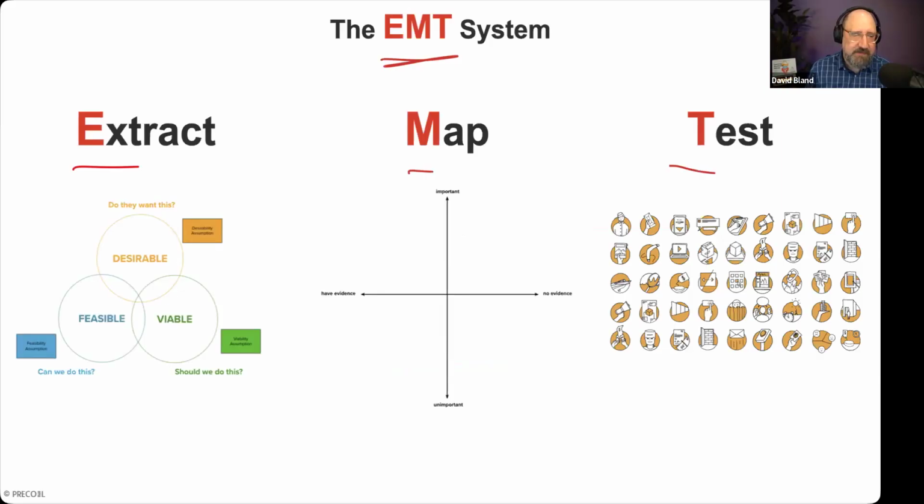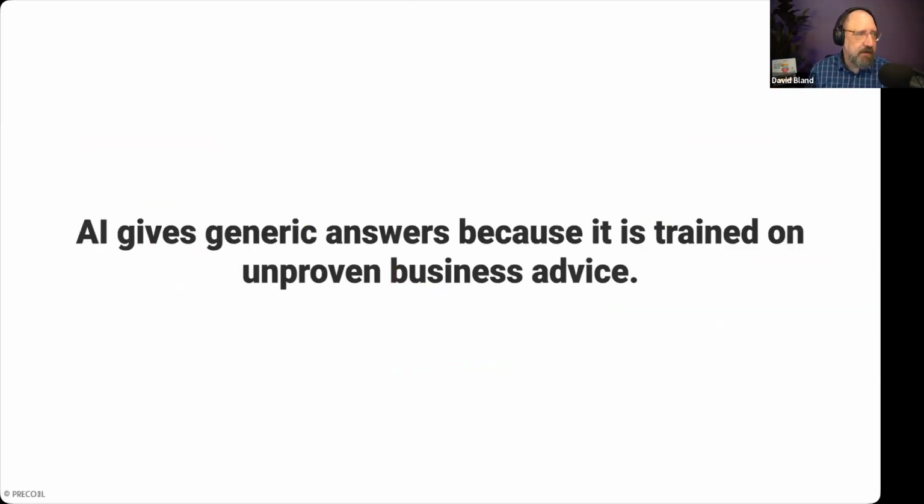One of the reasons I wrote the Testing Business Ideas book was to get all the tests out there that I coach teams and organizations on, and just get it out there in book form so people can run with it. When we think about testing, here's where AI kind of falls down, in my opinion. What I've seen is it gives pretty generic answers because it's trained on unproven business advice. So you can use it to extract your risk. You can use it to give feedback on mapping your risk. But when it comes to just generating experiments, it has a really hard time.